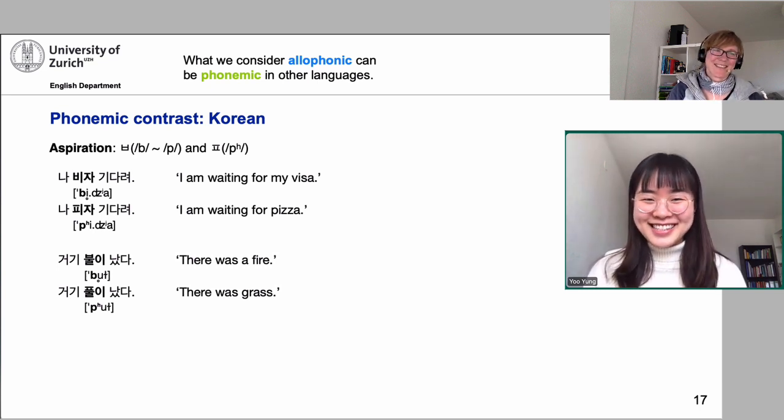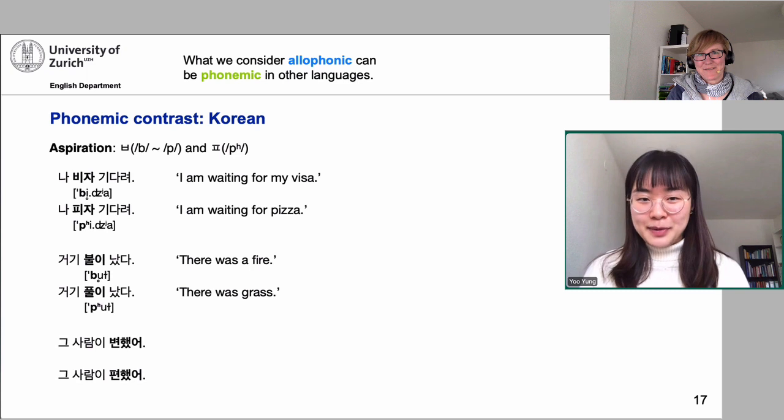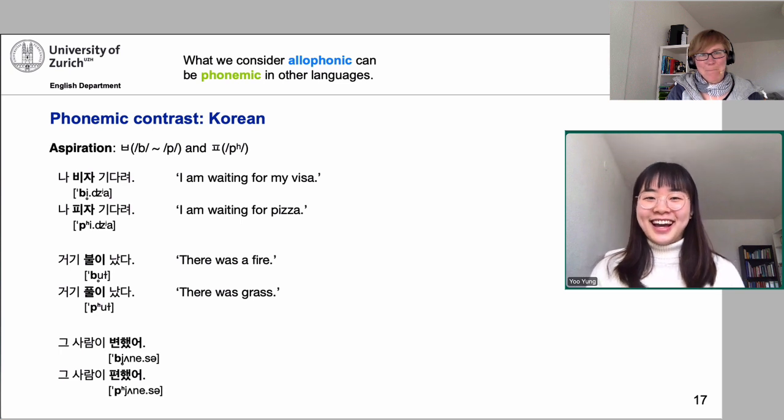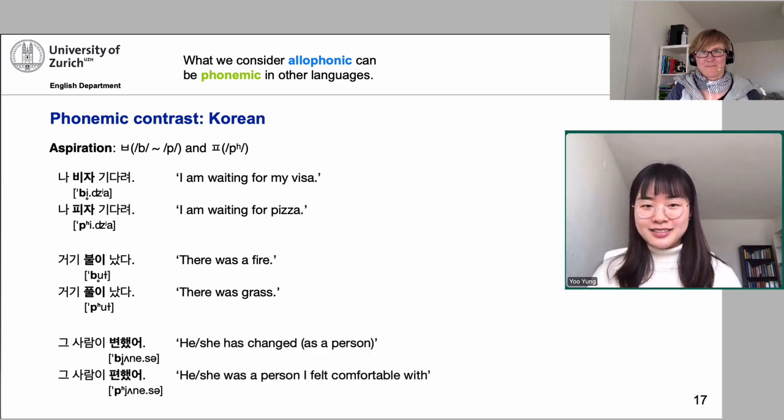And now my final example is 그 사람이 변했어, 그 사람이 편했어, 변했어, 편했어. And the first sentence means he or she changed as a person. He or she is not the same person anymore. And the second example is this was somebody that I was comfortable with. This was somebody that I could trust.